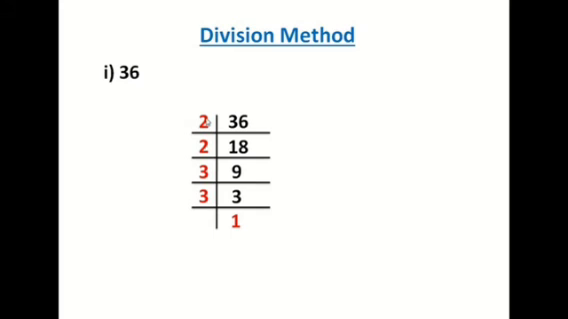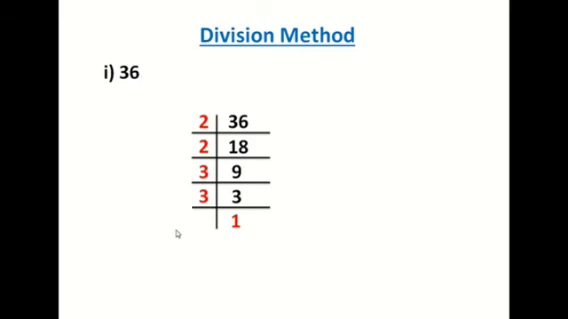Now you can see the prime factors. How many are there? 1, 2, 3, 4. 2, 2, 3, 3. If you multiply them, you should get back the number itself.